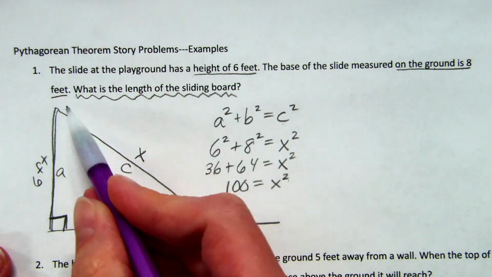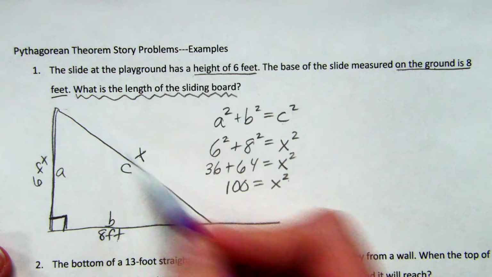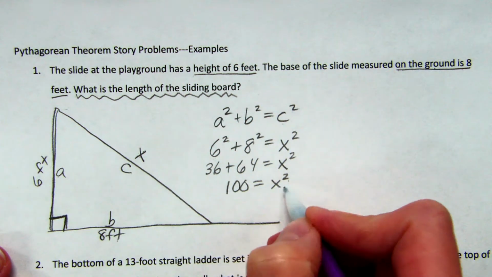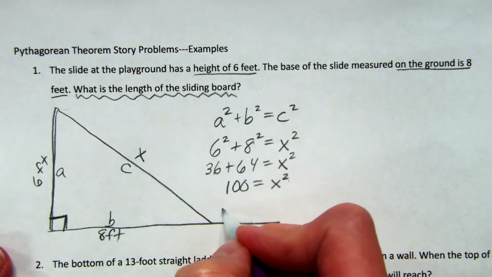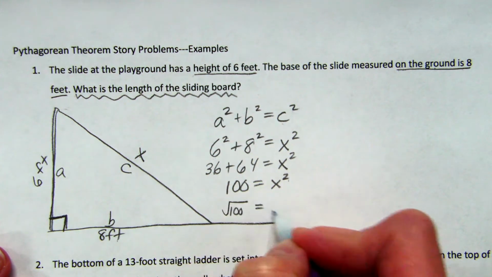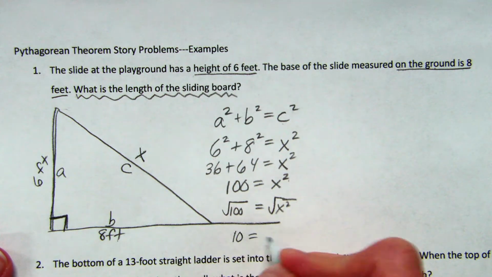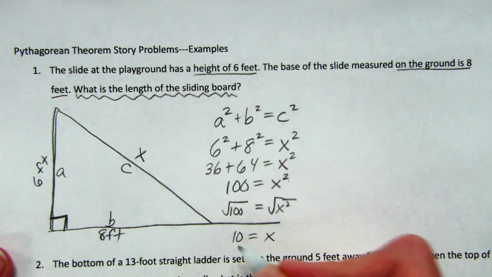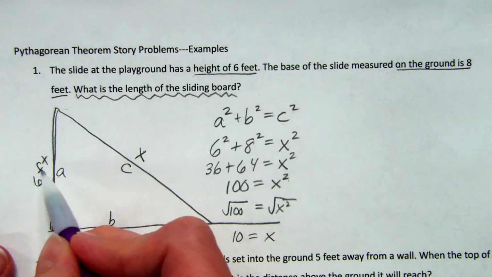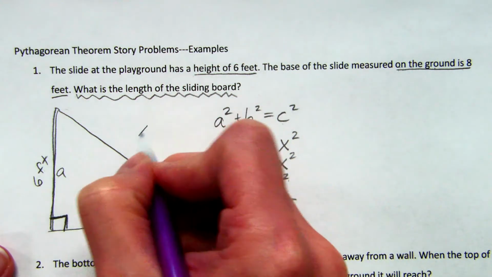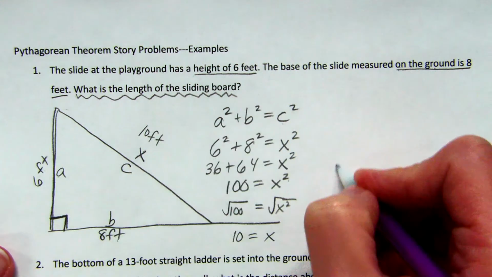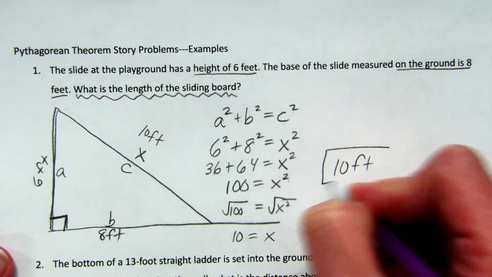100 would definitely be too long for a slide. 100 feet would be a long way. So we have to remember on this last step to take the square root. That's how we get the squared off of the x. So 10 is x. And then for our final answer, we want to label. If this is 6 feet and that's 8 feet, then that means that this is 10 feet. So 10 feet is my final answer.